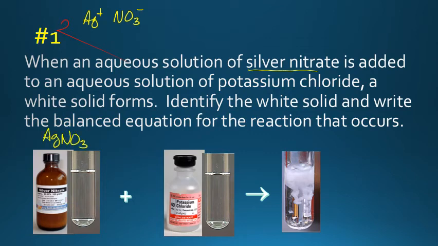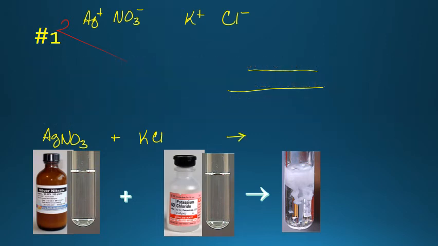Plus, now we need potassium chloride. Potassium has a +1 charge, and chlorine has a -1 charge. So that formula is KCl. Now we have to figure out our two products. Since silver's a positive charge, this cation has got to find an anion to hook up with. That's this one. So we end up with silver chloride.